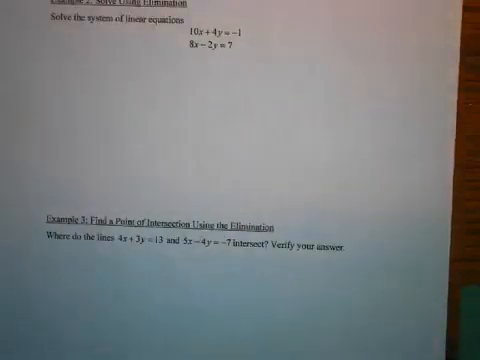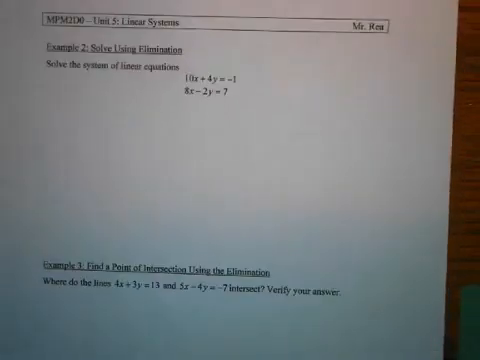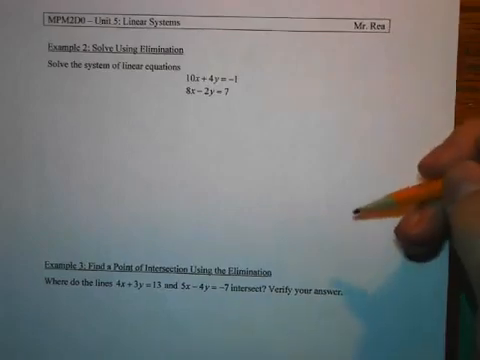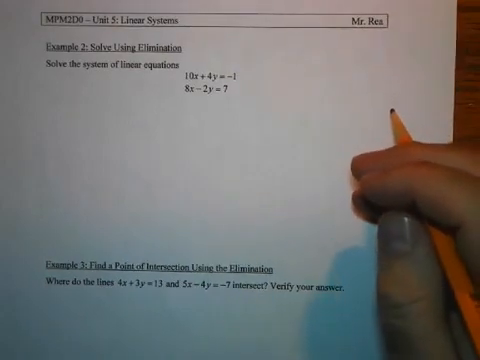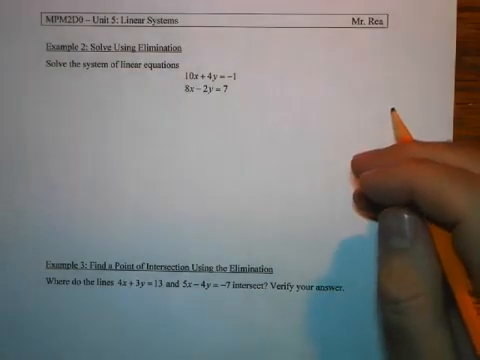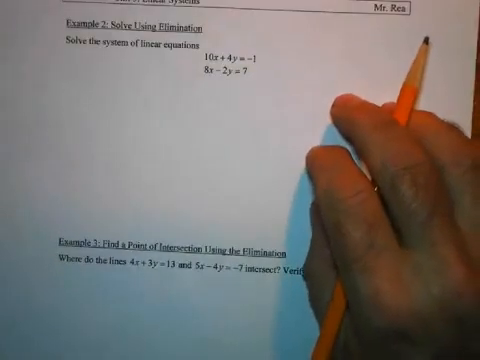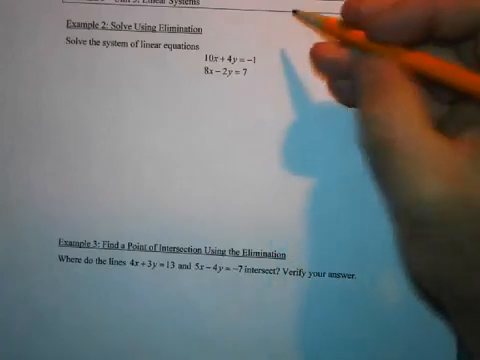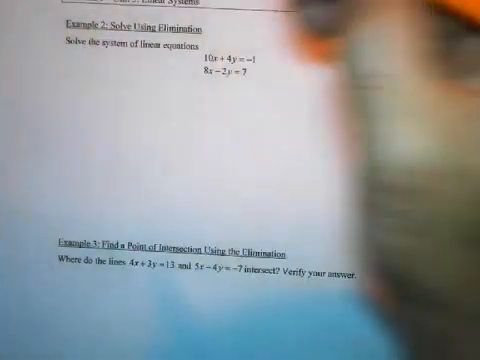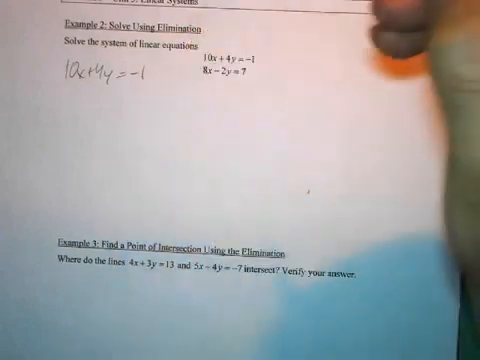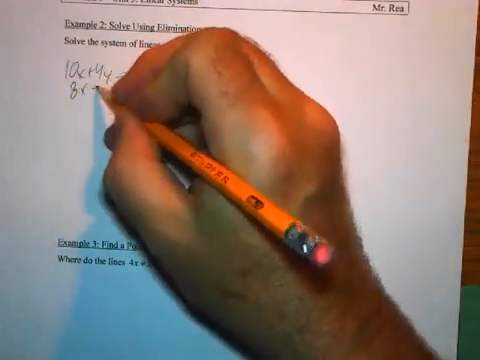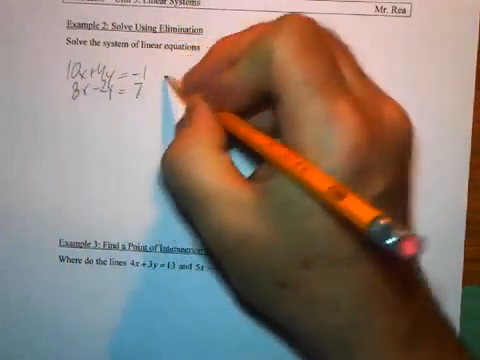We're able to add or subtract right away and to eliminate one variable. Okay, so this will be the medium case, medium difficulty. Okay, so there's my two equations. So I'm going to write them over here. 10x plus 4y equals -1. 8x minus 2y equals 7.